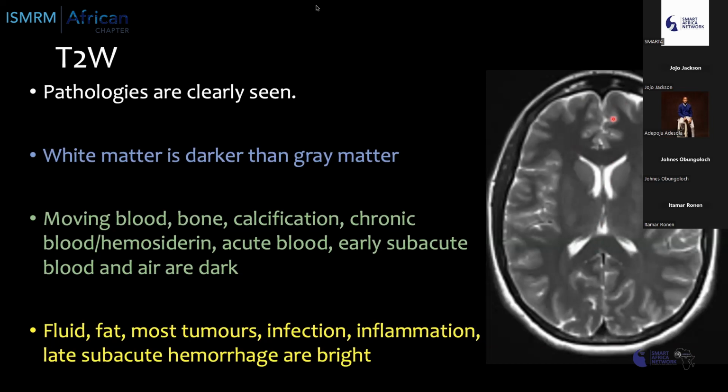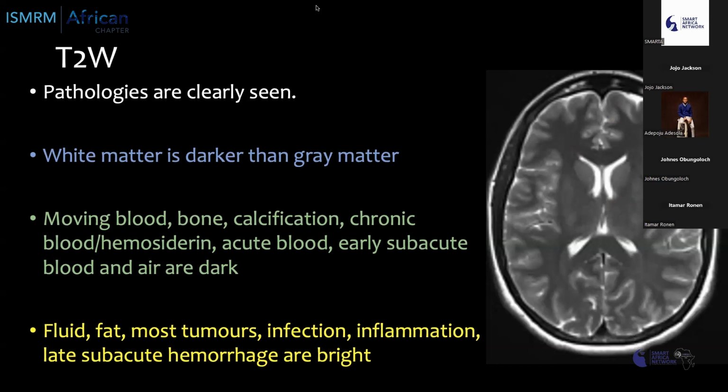Okay, other things that show us dark on the T2 include moving blood, bone, calcifications, chronic blood, acute blood, the early subacute blood, and air. These others are bright, and they include most tumors, infection, inflammation, the late subacute hemorrhage, and fat.